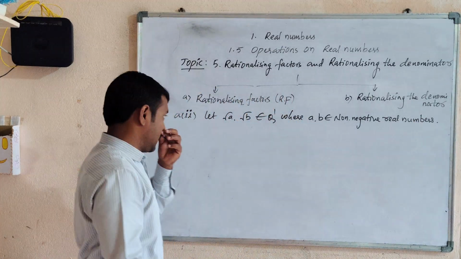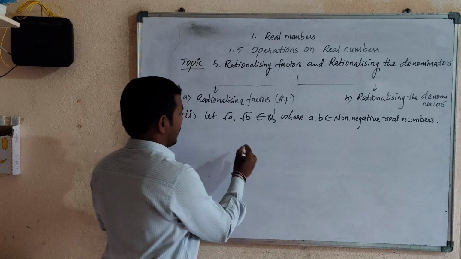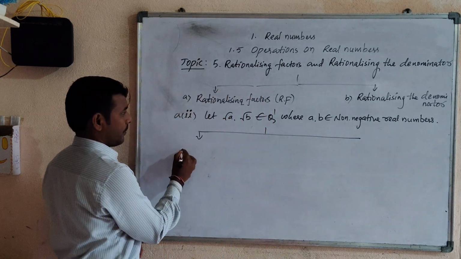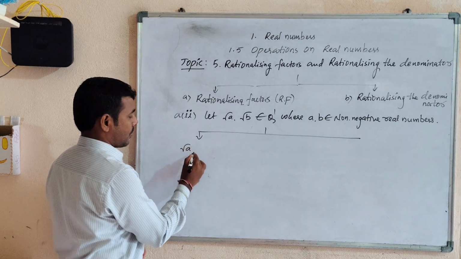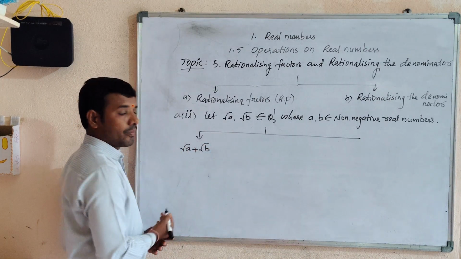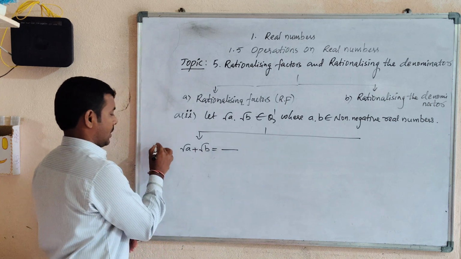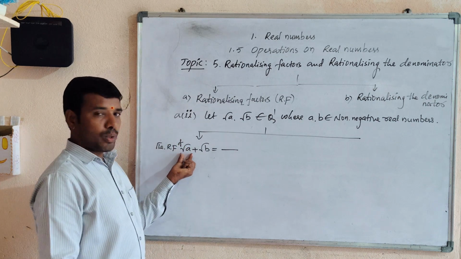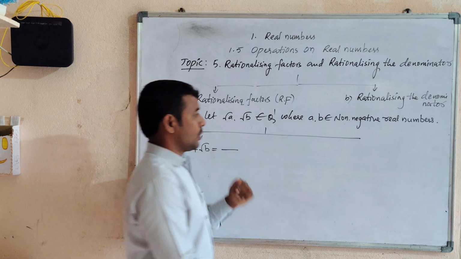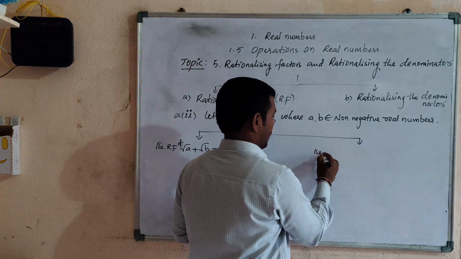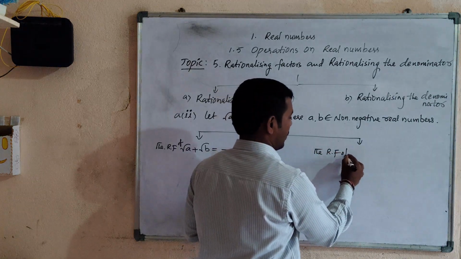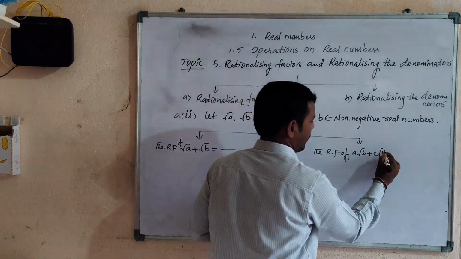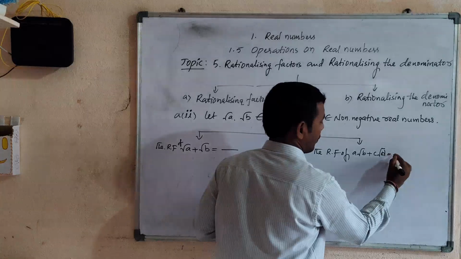Okay, let us see. At a time I want to discuss two things carefully. One is the rationalizing factor of square root of A plus square root of B. The rationalizing factor of square root of A plus square root of B. One more side: the rationalizing factor of a into square root of b plus c into square root of d. What is this answer?